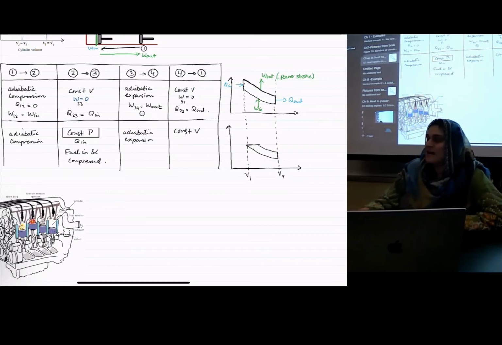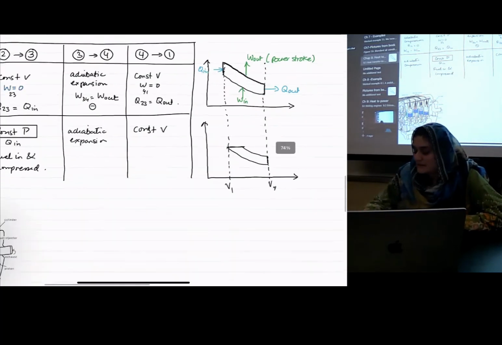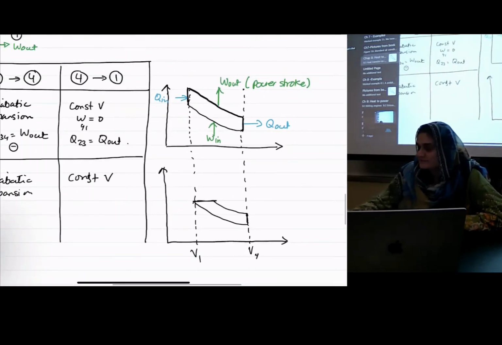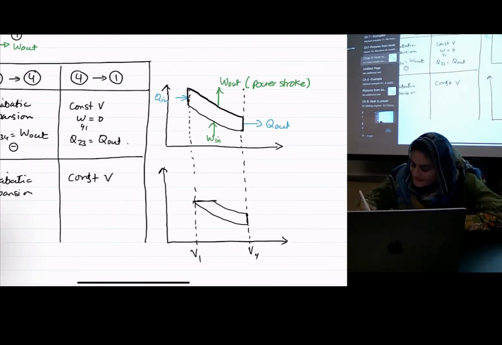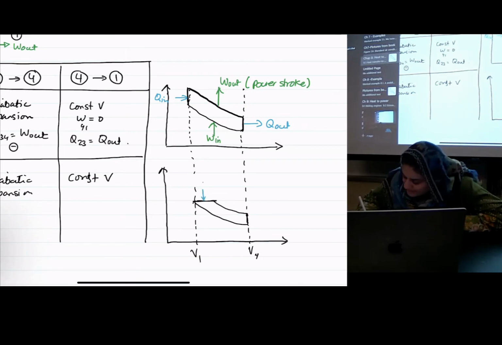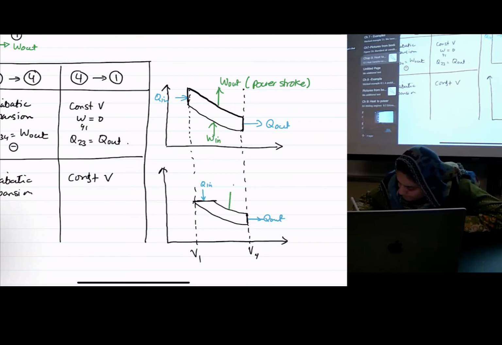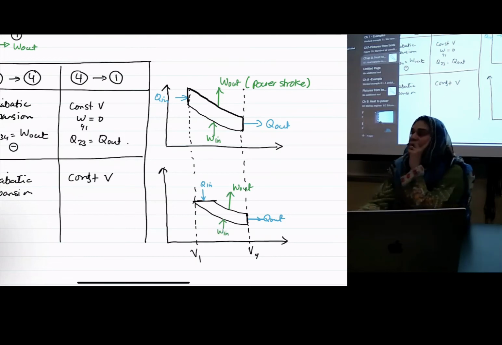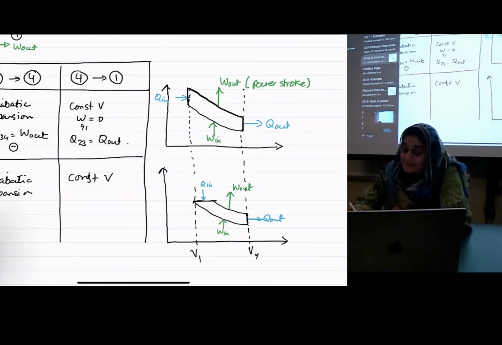Do you see the difference between these 2 cycles? In this cycle, Q in is here, Q out is there. What's the difference between these? Look at the work out. What do you observe? It's less than. Yes.